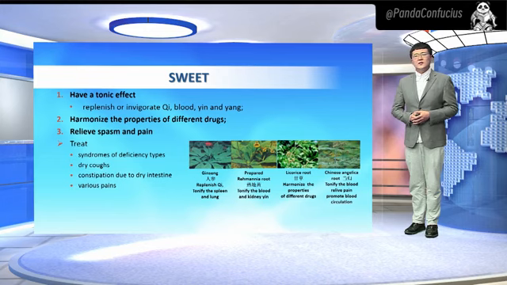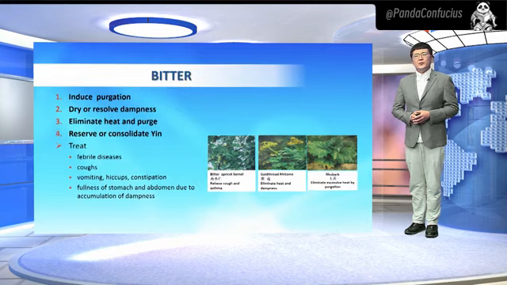For example, ginseng with sweet flavor can replenish qi and tonify the spleen and lung. Prepared Rehmannia root can tonify the blood and kidney yin. Chinese Angelica root can tonify blood, regulate menstruation, as well as relieve pain, and the licorice root can harmonize the properties of different drugs. Drugs with a bitter taste can induce purgation and dry or resolve dampness, eliminate heat, and purge and reserve or consolidate yin.